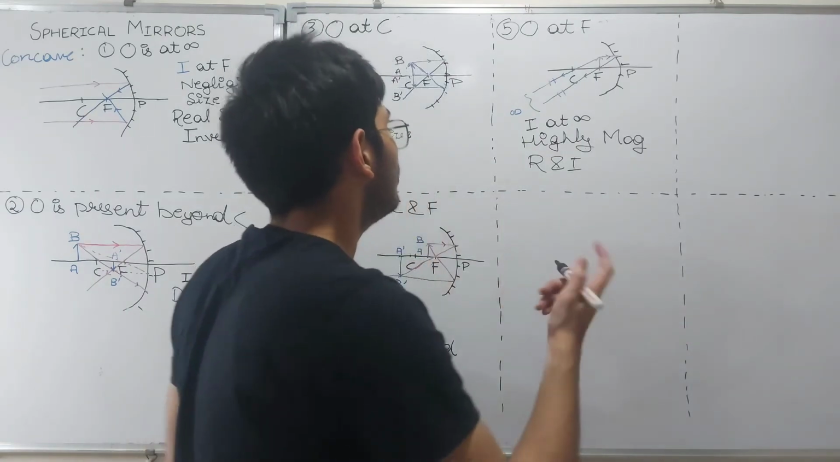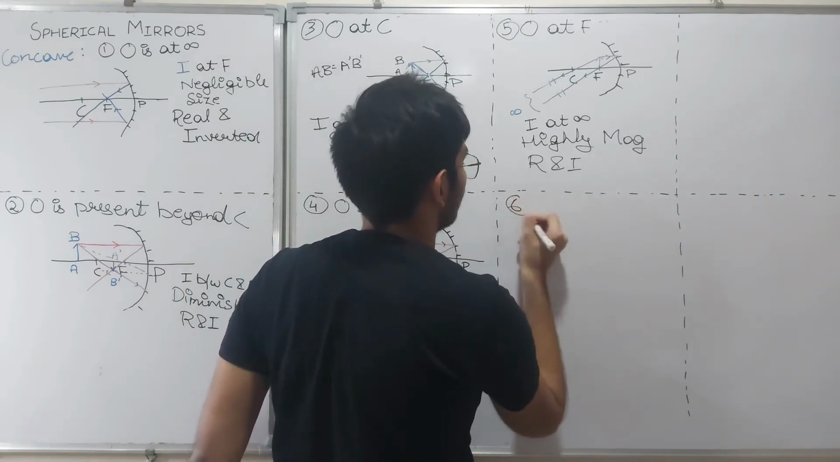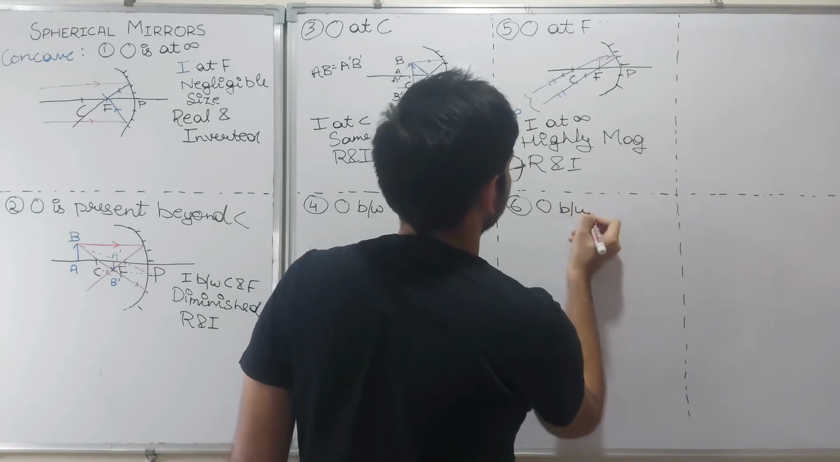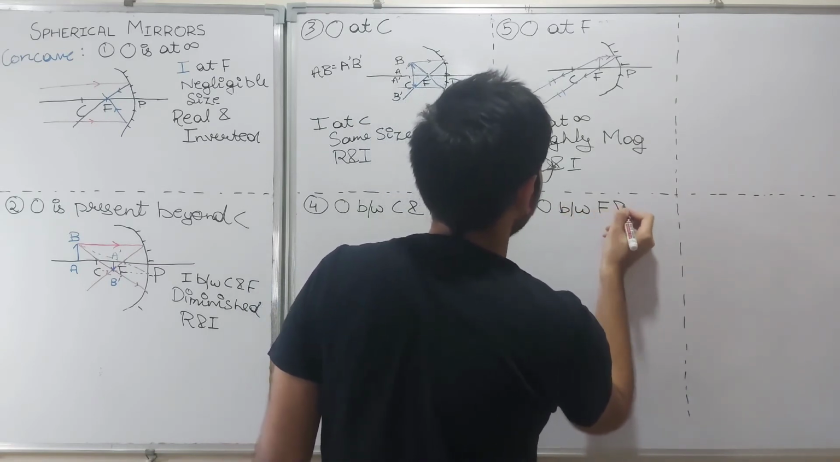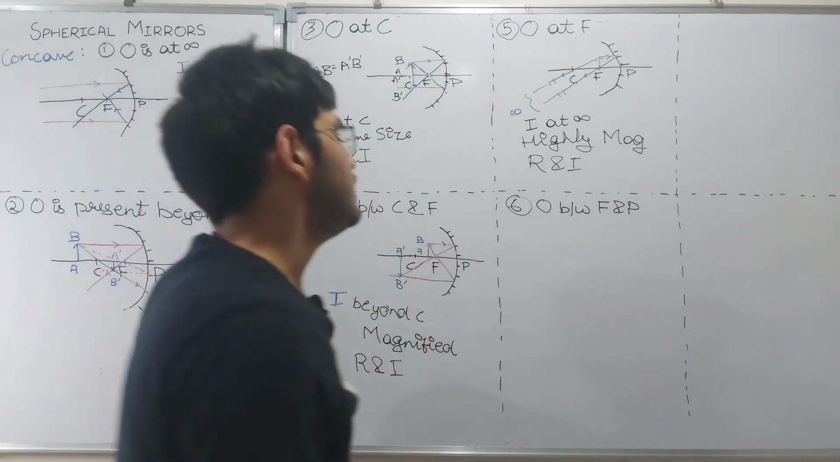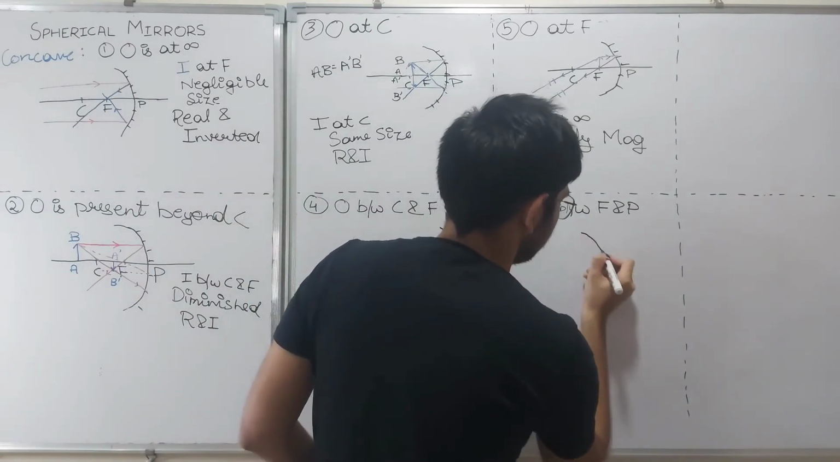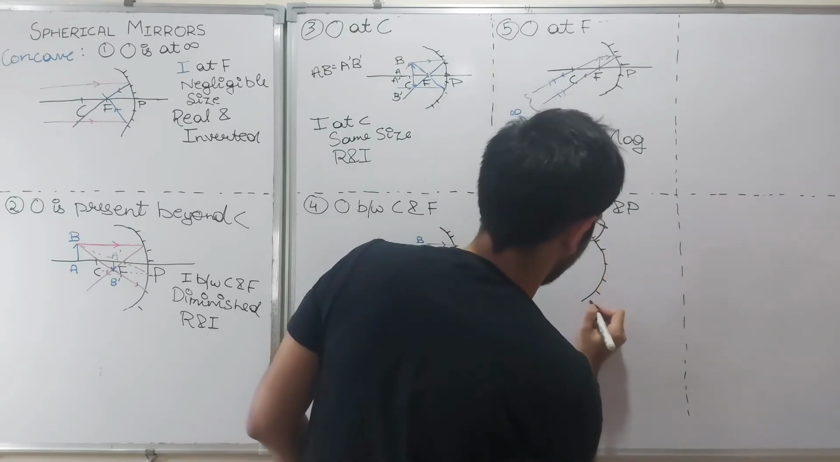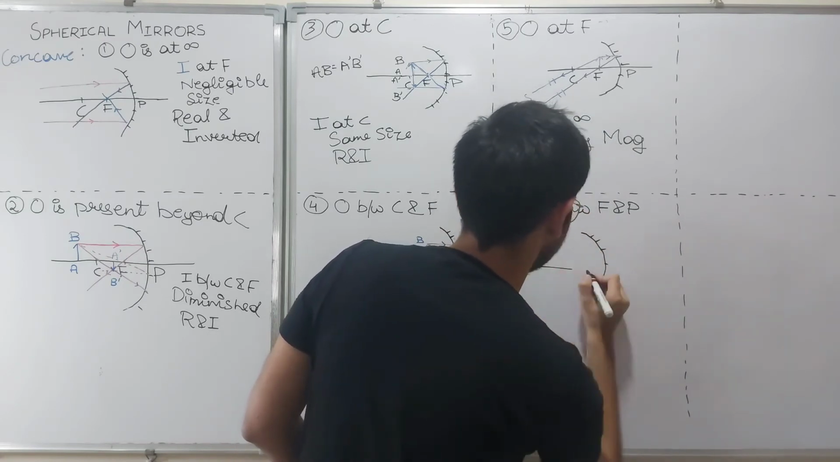So the sixth case that we are going to look towards is basically what? Object between the focus and the pole. Object between principal focus and pole. See what is happening in this case. Suppose this is our mirror. Which mirror? Yes, concave mirror. What else? This is the principal axis.